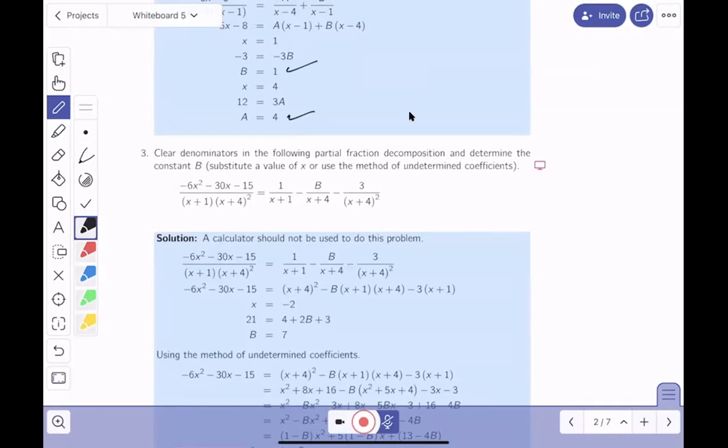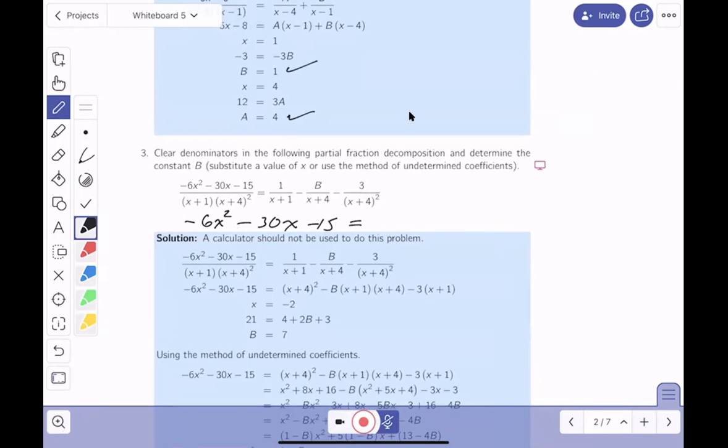All right. Let's do the next thing. And again, looking at it, they're being kind of generous over here. They're asking me to figure this out. And I'll make sure it's written down. Yeah, it looks pretty good. So multiply both sides by the LCD. Again, fairly simple. Minus 6x squared. These are confidence builder questions. Minus 30x, minus 15. And the LCD is x plus 1 times x plus 4 squared.